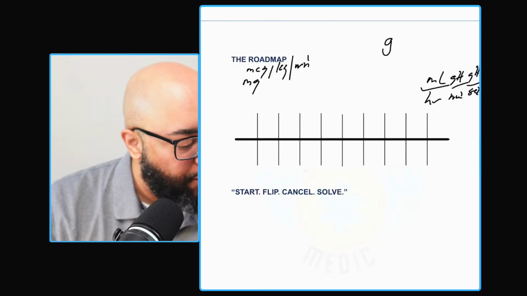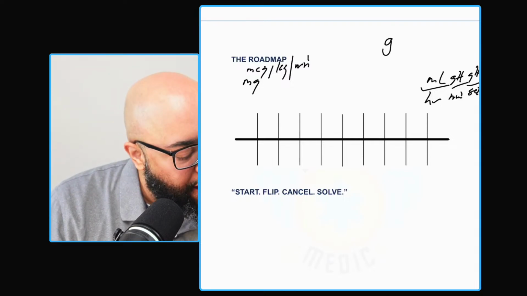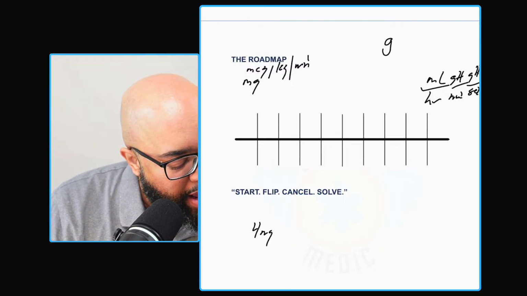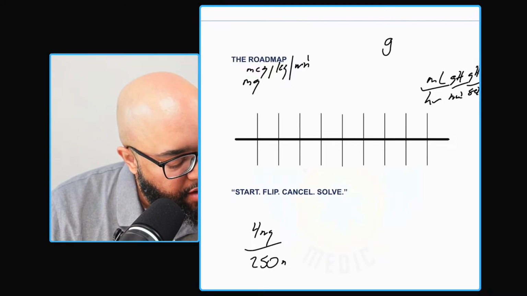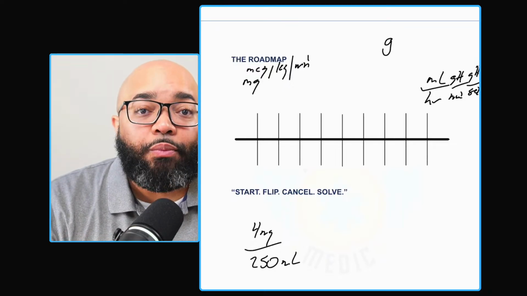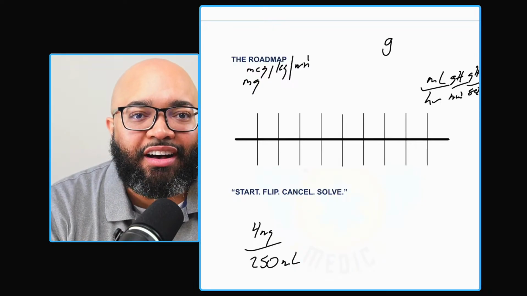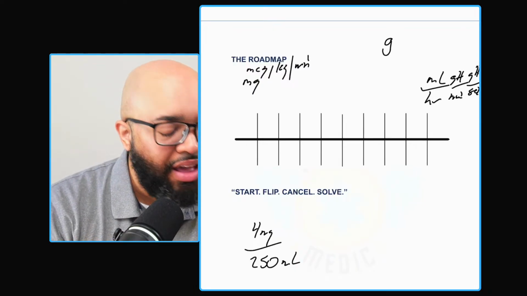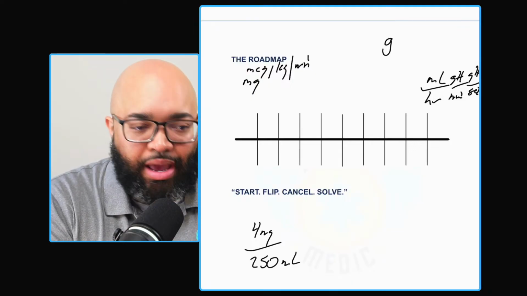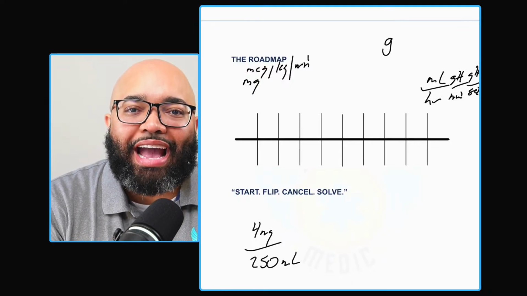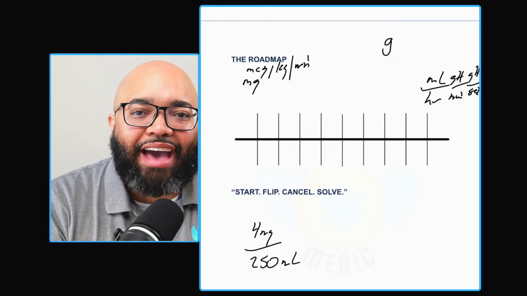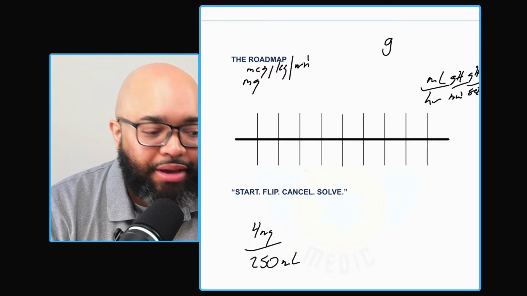So let me give you an example. Let's say you have 4 milligrams in 250 milliliters. Well, if I wanted to get rid of, let's say I want to get rid of milliliters and I want to end up in milligrams. Well, remember, the only way I can get rid of something is I have to find a way for it to end up in the bottom.